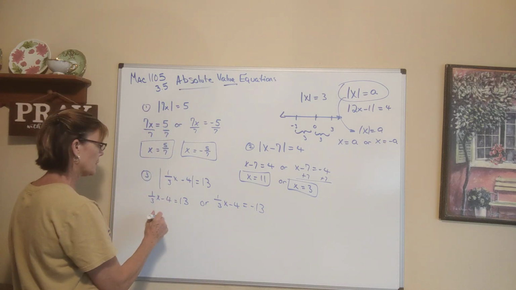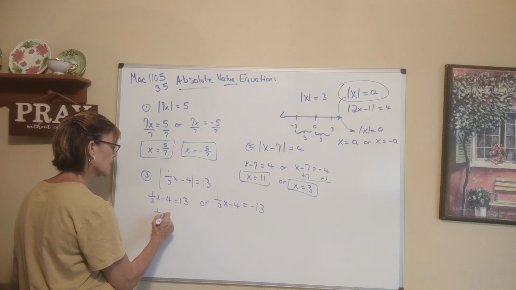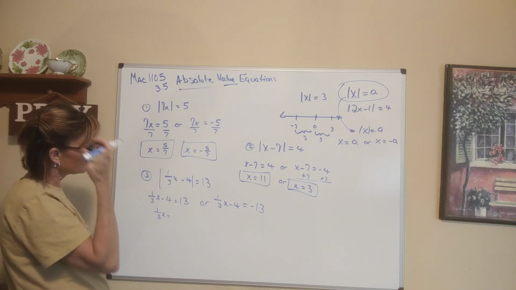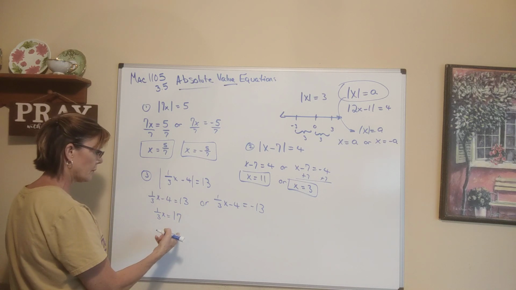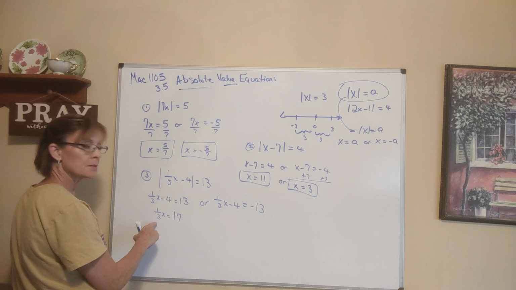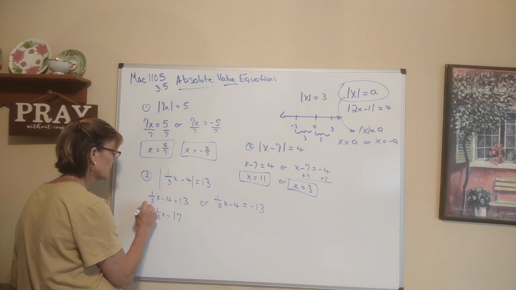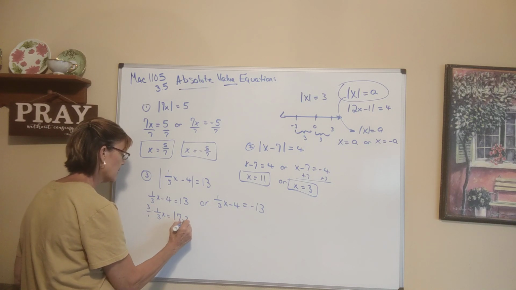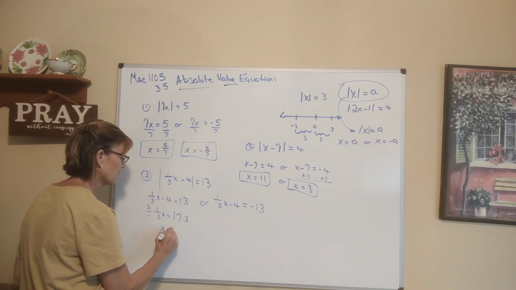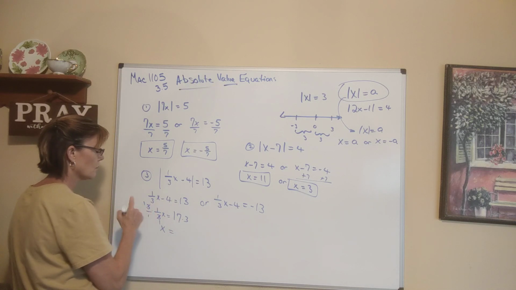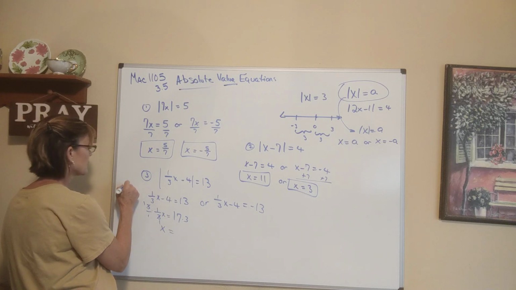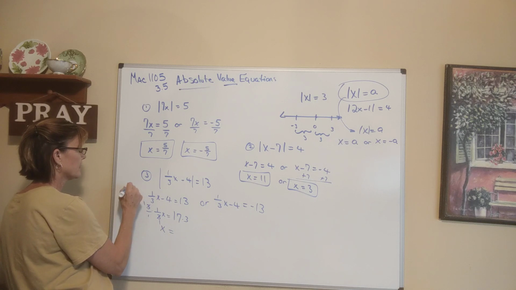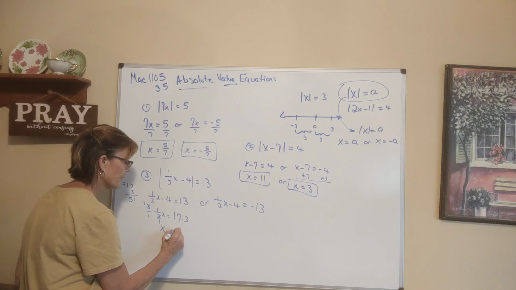First, we will add 4 to both sides, and we get 1/3 x is equal to 13 plus 4, which is 17. And then we will multiply both sides by 3 to kill this fraction. And so we get 1 times x is equal to 17 times 3. I don't know what that is, so let me just multiply that. 3 times 7 is 21. This is 3. This is 51.